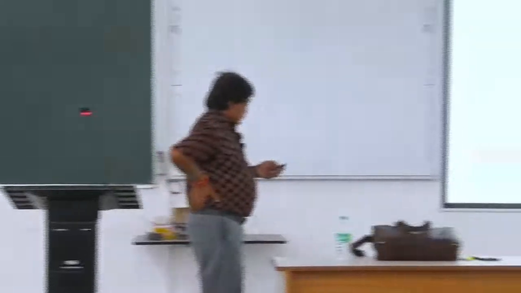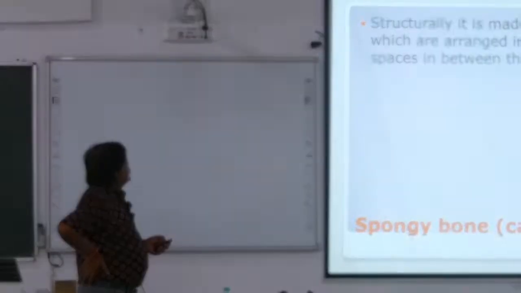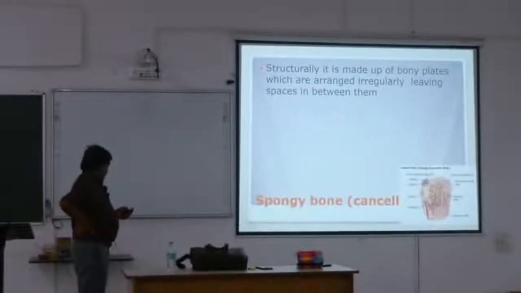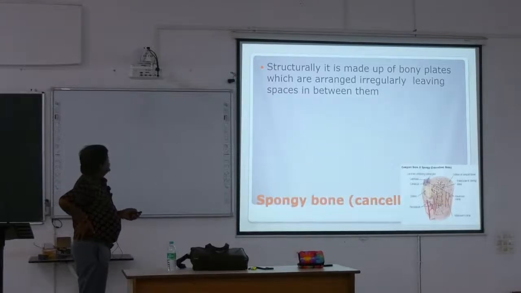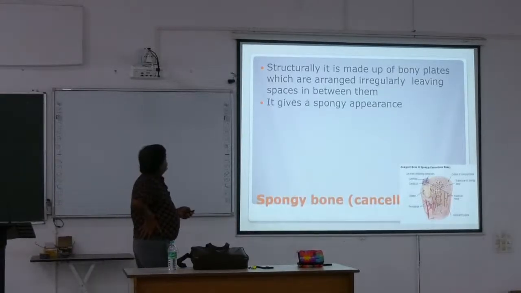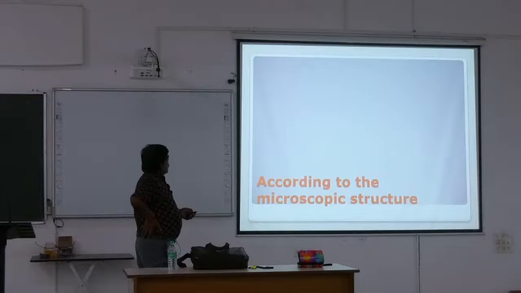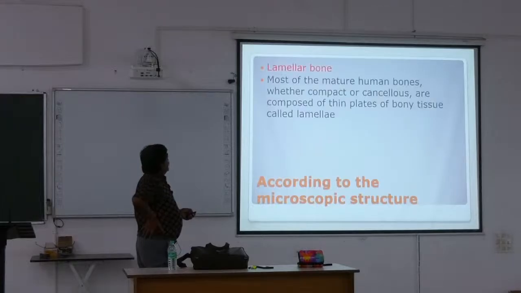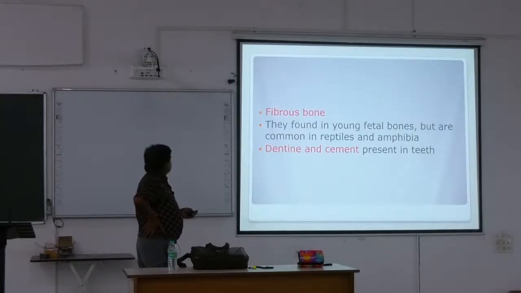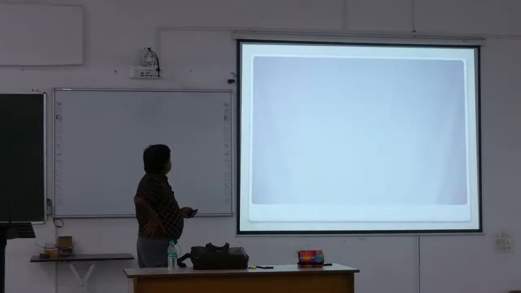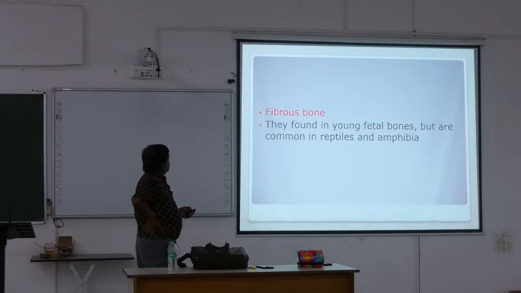Now, structurally it is made of bony plates. It gives a spongy appearance. It is found in flat bones, irregular bones and ends of long bones. According to microscopic structure, there is lamellar bone and fibrous bone. Fibrous bone is found in young fetal bones but is common in reptiles and amphibia.